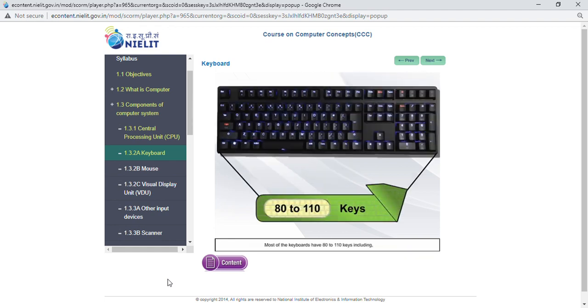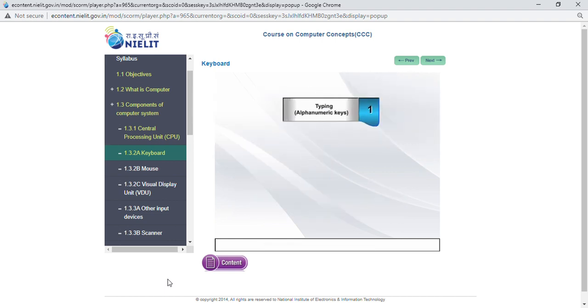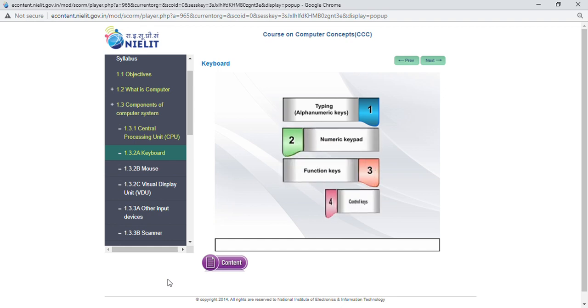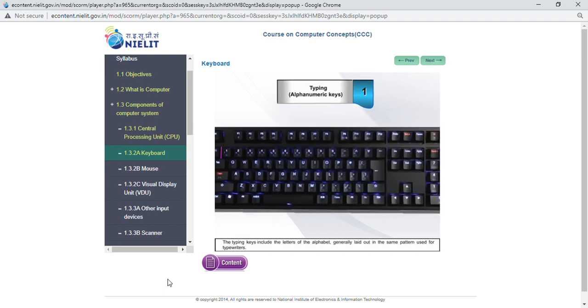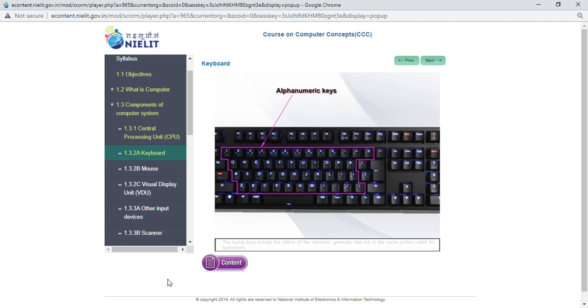Most of the keyboards have 80 to 110 keys, including typing, alphanumeric keys, a numeric keypad, function keys, control keys. Typing, that is alphanumeric keys. The typing keys include the letters of the alphabet generally laid out in the same pattern used for typewriters, which include the same letter, number, punctuation, and symbol keys.